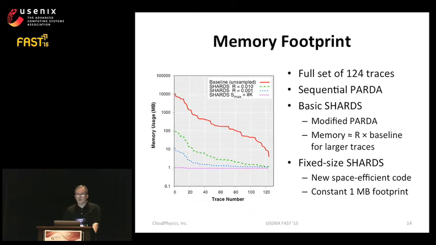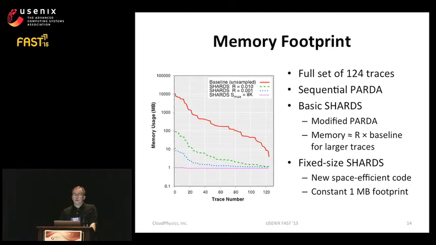The graph on the left measures the total memory footprint for MRC construction, including code, data, stack, everything. Memory usage appears on the y-axis. Note the use of a log scale. The x-axis shows all 124 traces ordered by the baseline memory consumption in red.